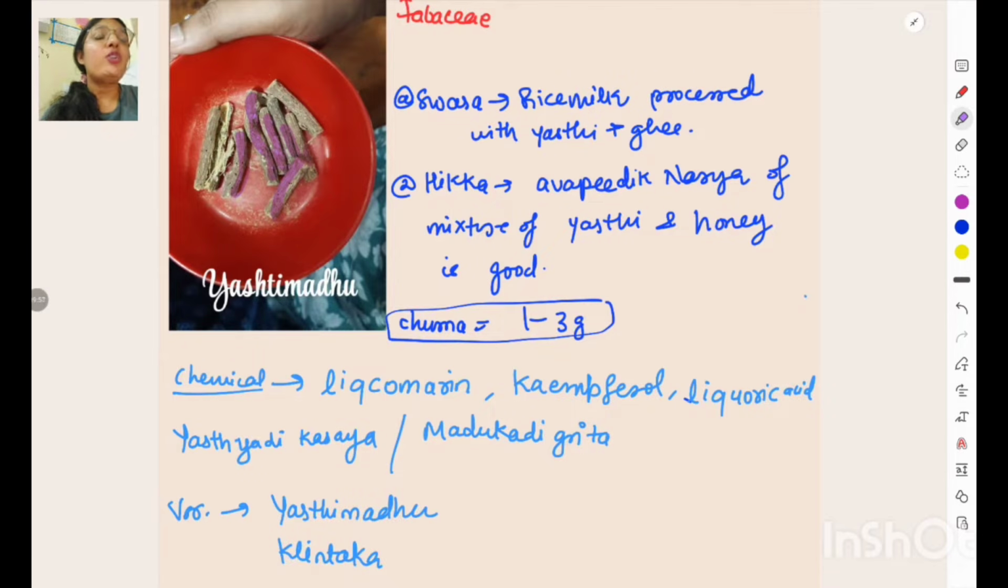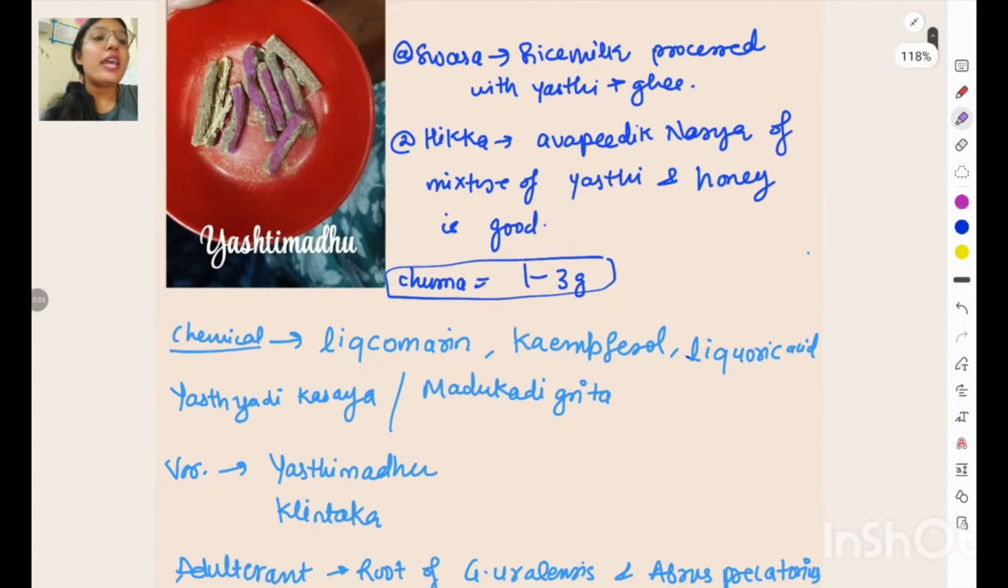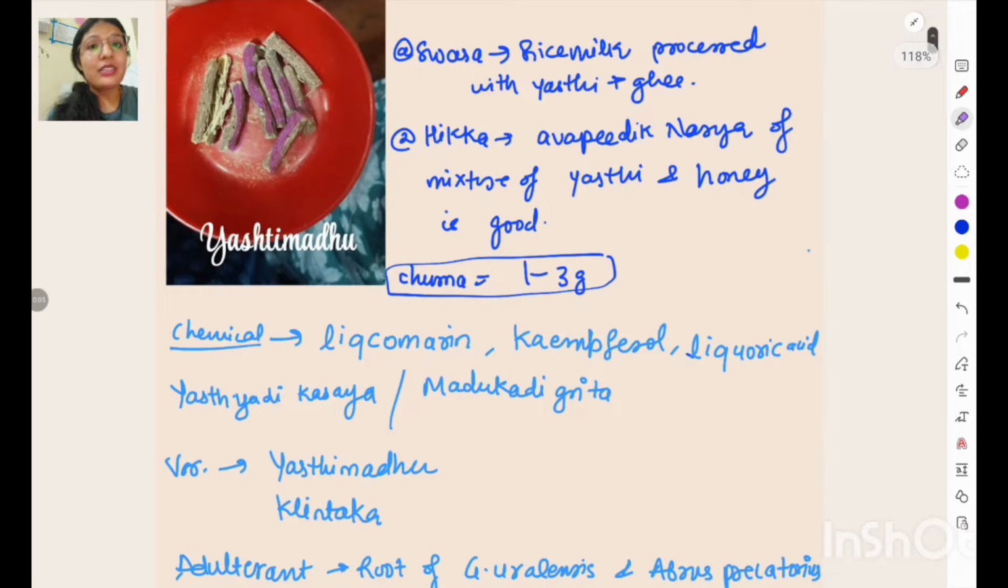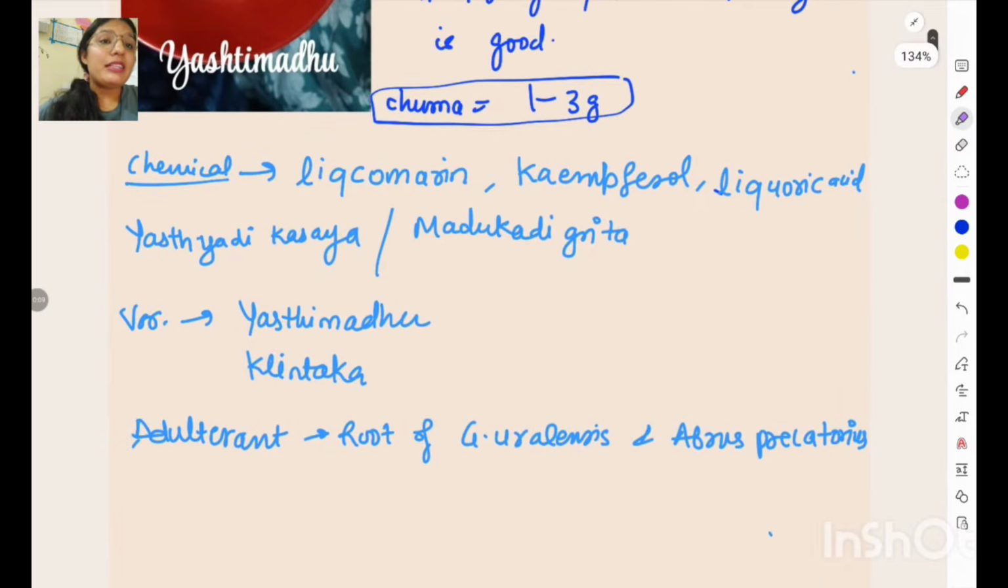Then in Hikka, you can take the Avapida Nasya of a mixture of Yashti with honey, which is good in Hikka. And this churna is 1 to 3 gram. If you use more than 3 gram, then it can cause Vamana also. Important chemicals are liquiritin, glycyrrhizin, and formulations are Yashtyadi Kashaya, Madhukadi Ghrita. Try to remember the formulations also.